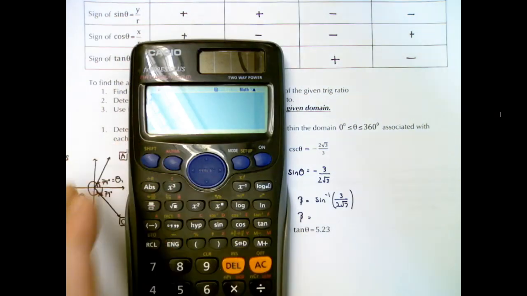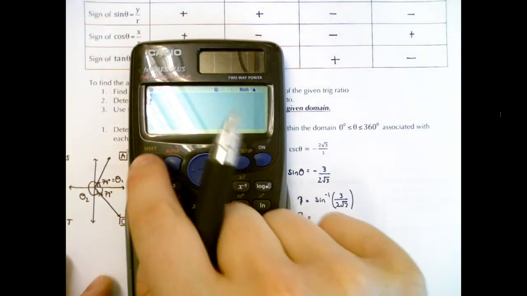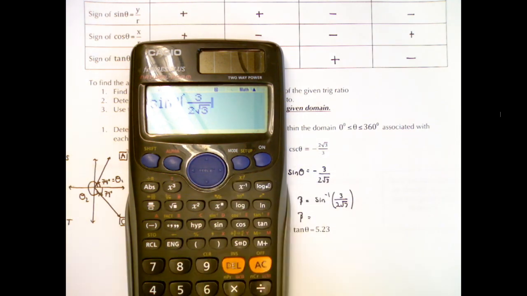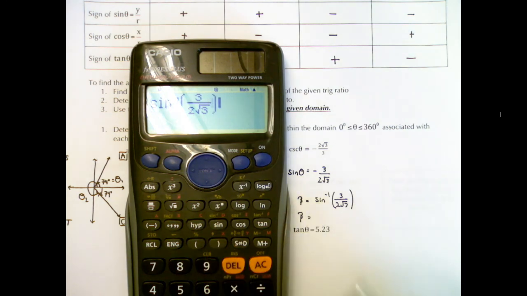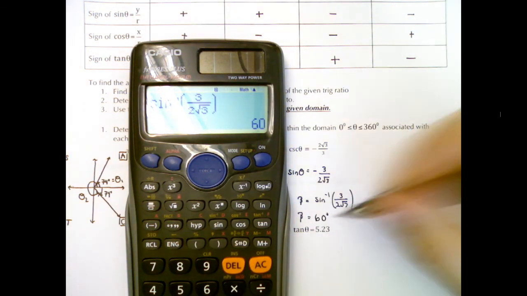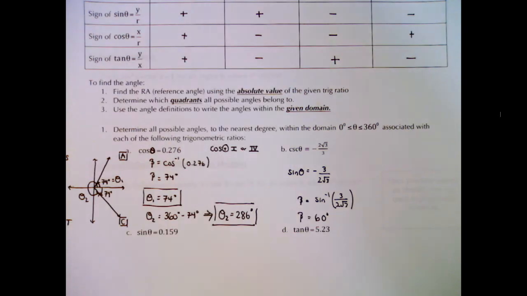I'll show you on the calculator that it does still work even if it's a special triangle angle. 3 over 2 root 3. Excuse me. 60 degrees. All right, so now we know our reference angle is 60 degrees.